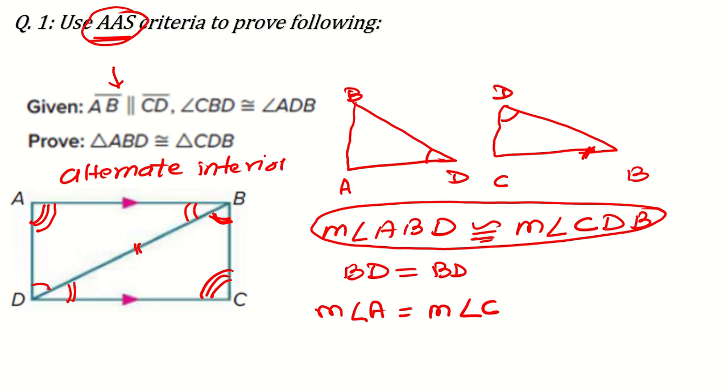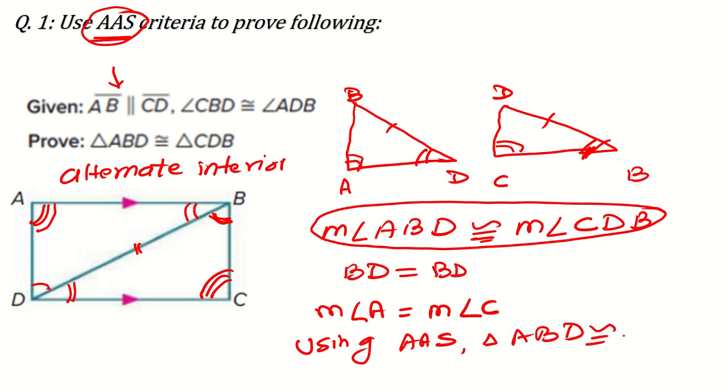So in place of taking this, we will see this angle. Angle A is equal to angle C, and these two angles were before already equal, and this side is also equal, BD and BD. So using AAS criteria, triangle ABD is congruent to triangle CDB. Okay, like this you can prove, and if you want to double check it, you can check from this side.